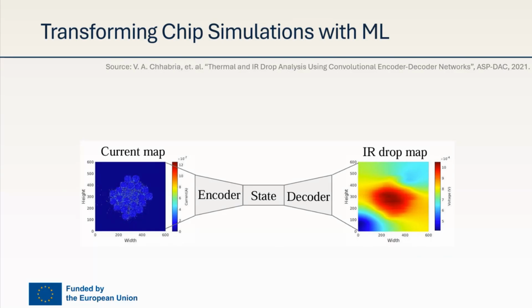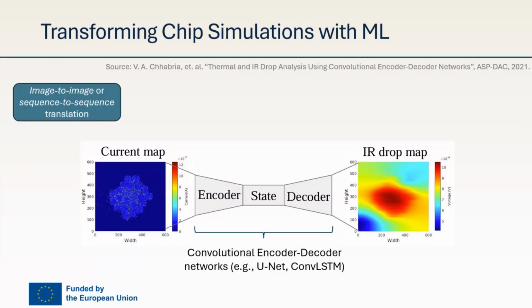Researchers have shown that we can utilize convolutional encoder-decoder networks for thermal and IR drop predictions. The concept is to reframe complex simulations as image-to-image or sequence-to-sequence translation tasks to simplify and accelerate the analysis process. In particular, the proposition is to employ two types of networks for different targets. First, for static analysis, encoder-decoder architectures like UNets, which are ideal for efficient image-to-image mapping, and LSTM networks for transient analysis, which can handle very well time-dependent scenarios like transient thermal effects or IR drop variations.